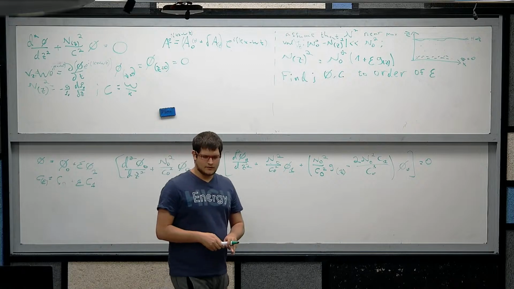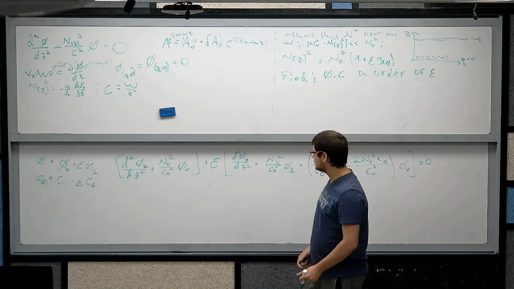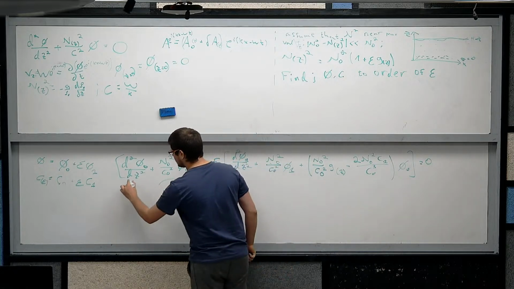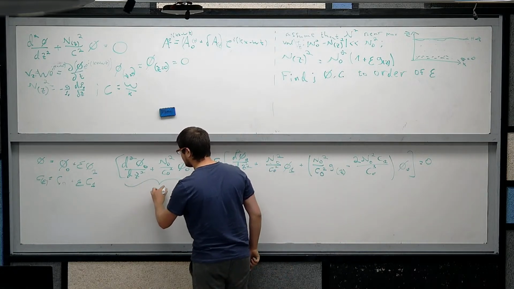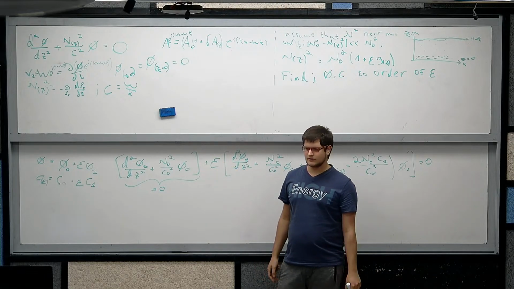So what is the zeroth order solution? You look when epsilon is 0. Right, just set that to 0, and what is that? Harmonic oscillations.